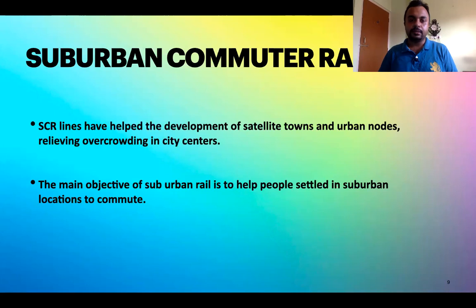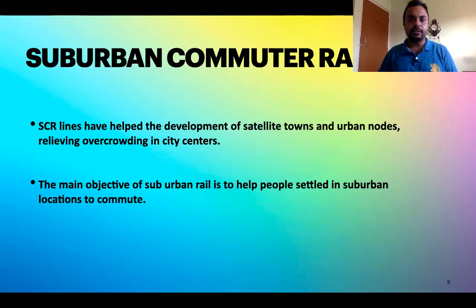Suppose a person is going from Mirza or Bijoynagar or Soygaon or Baihatasari to Guwahati, it will take him around 1 hour in any local train. So if a good facility of public transportation is available, that person will not settle down in Guwahati, in the city center, and will prefer to move by public transportation. That will decrease the load on the city of Guwahati. That is why suburban lines are very important.